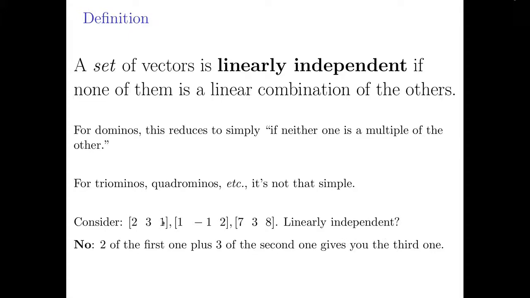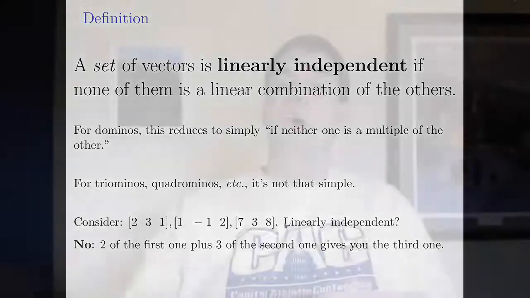Consider that if I take 2 of the first one, and I take 3 of the second one, and I add those together, that linear combination does in fact add up to 7, 3, 8, right? 2 times 2 plus 1 times 3 gives you 7. 3 times 2 plus negative 1 times 3 gives you 3. And 1 times 2 plus 2 times 3 gives you 8. Okay? So simply by looking at the vectors pairwise, you cannot tell whether or not they are linearly independent when we get to more than 2.